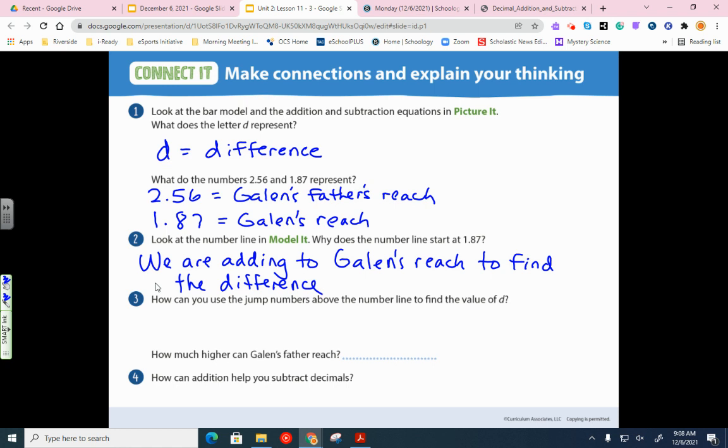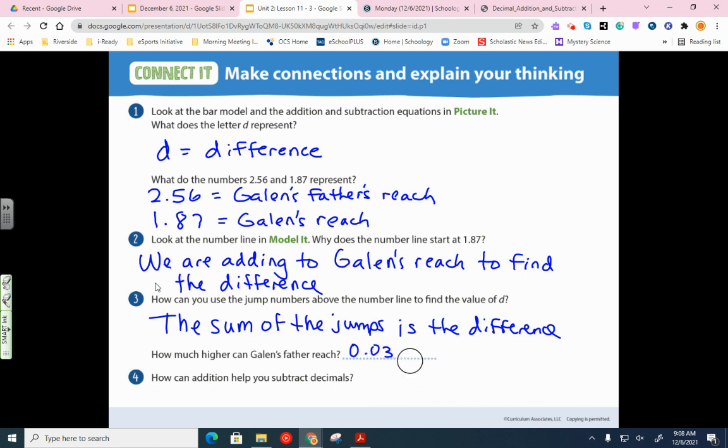How can you use the jump numbers above the line to find the value of D? The sum of the jumps is the difference. And how much higher can Galen's father reach? Well, let's add our jumps. Based on that number line, we have 3 hundredths plus 1/10 plus 56 hundredths, and that equals 69 hundredths meter. Again, it's not meters because it's not even one total meter, so it couldn't be plural.